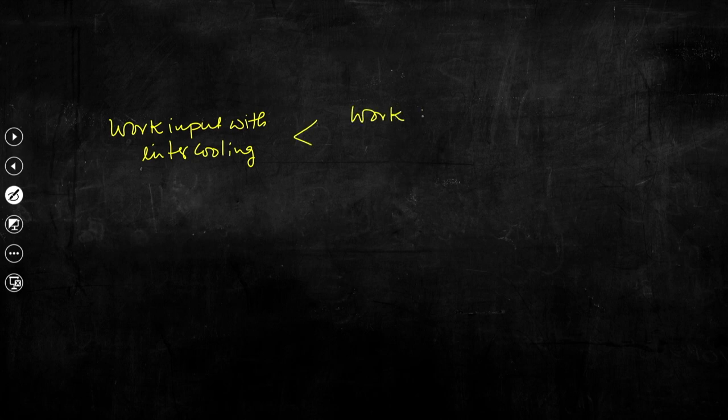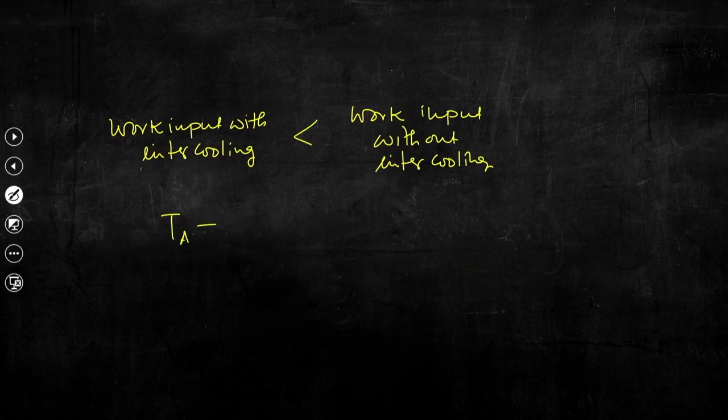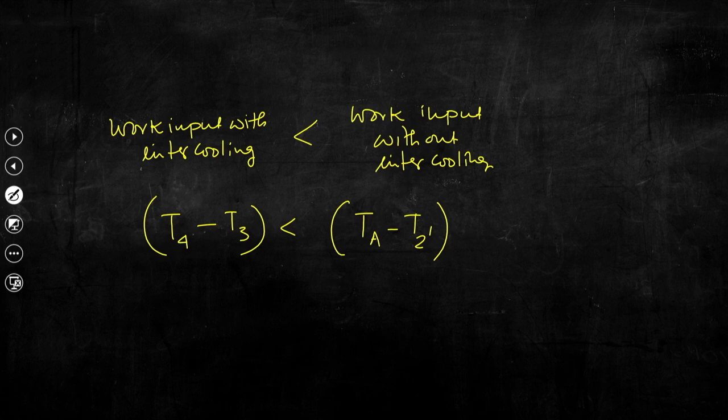So, that means we can write that work input with intercooling should be less than work input without intercooling, provided this Cp into this term T4 minus T3 is less than Ta minus T2 prime, right. So, we can write T4 minus T3 is less than Ta minus T2 prime. So, if this is the case, then only work input with intercooling should be less than work needed to compress the air without intercooling.